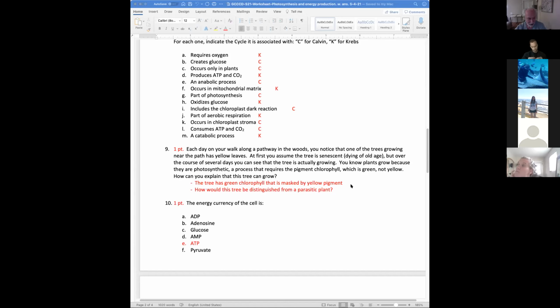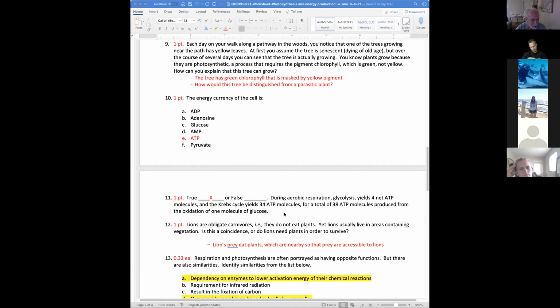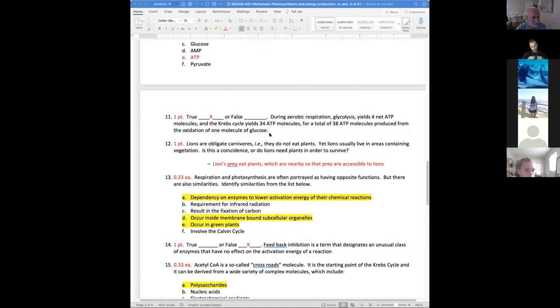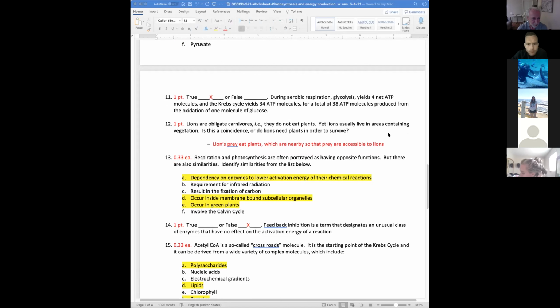All right, number 10 is energy currency is ATP. Then this next question, I actually made an error in wording it. During aerobic respiration, glycolysis yields 4, and I say 4 net ATPs. It should be 4 gross ATP molecules. And the Krebs cycle yields 34 for a total of 38. So since I made a mistake on wording that, I gave you credit for however you answered it.